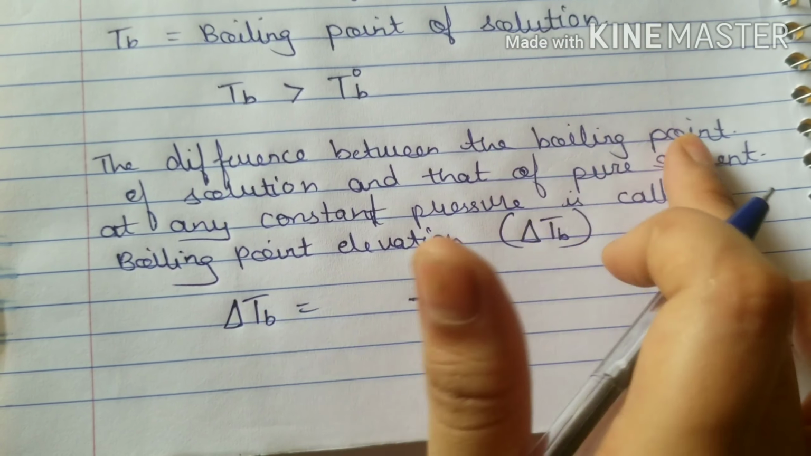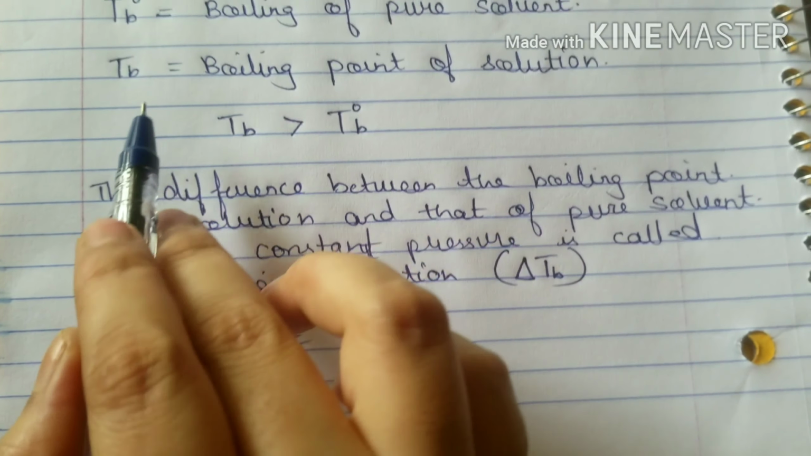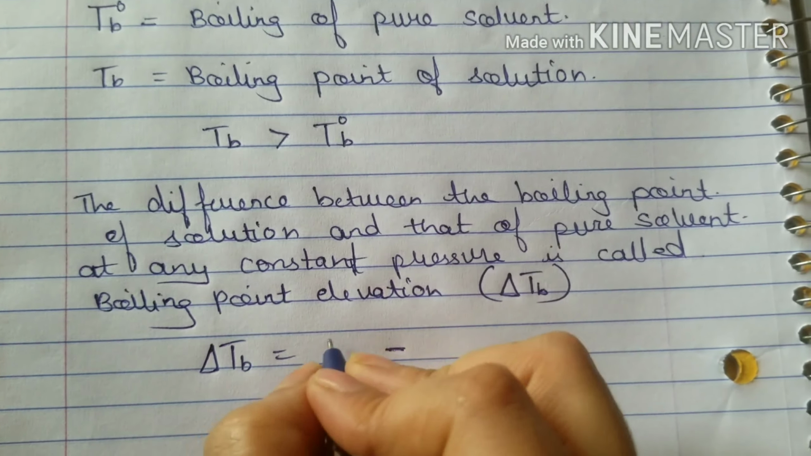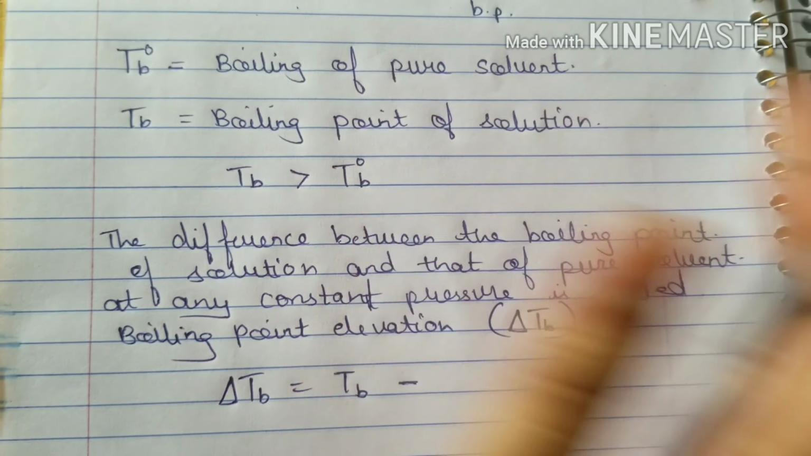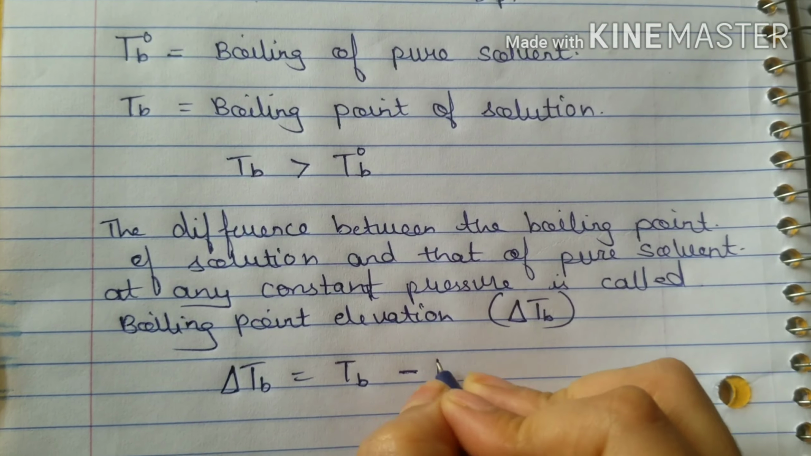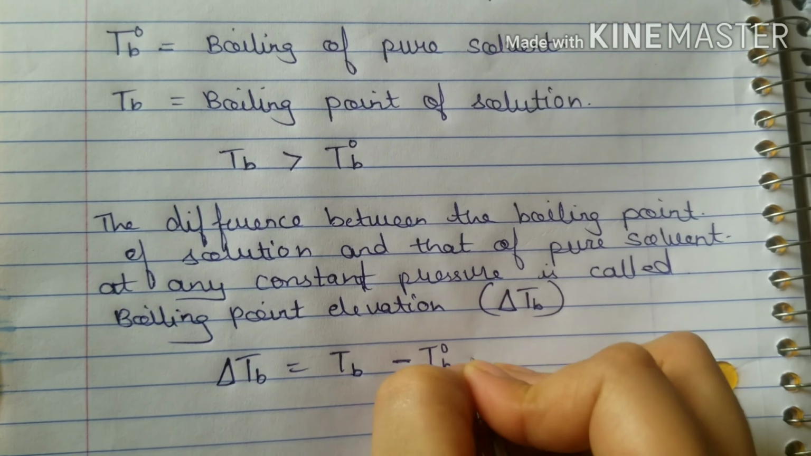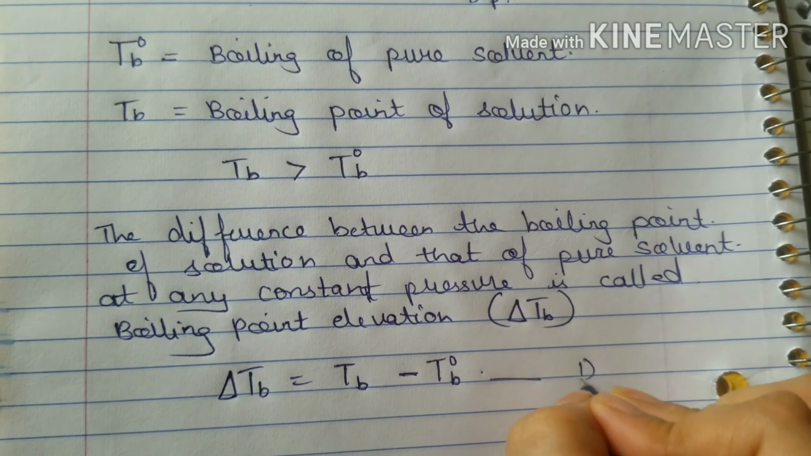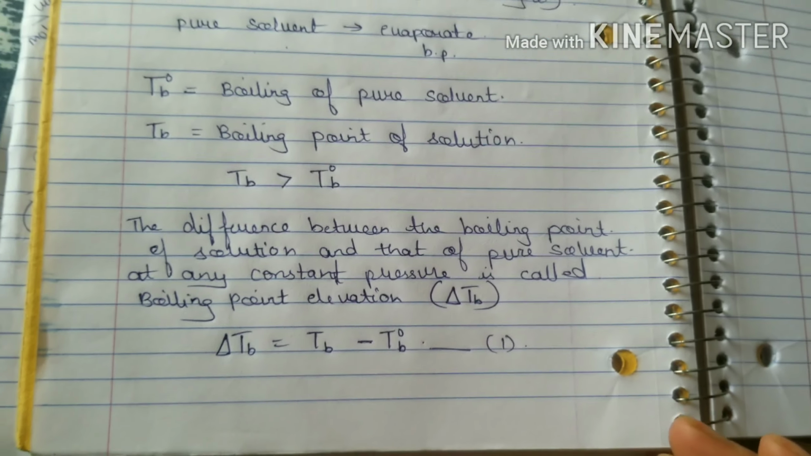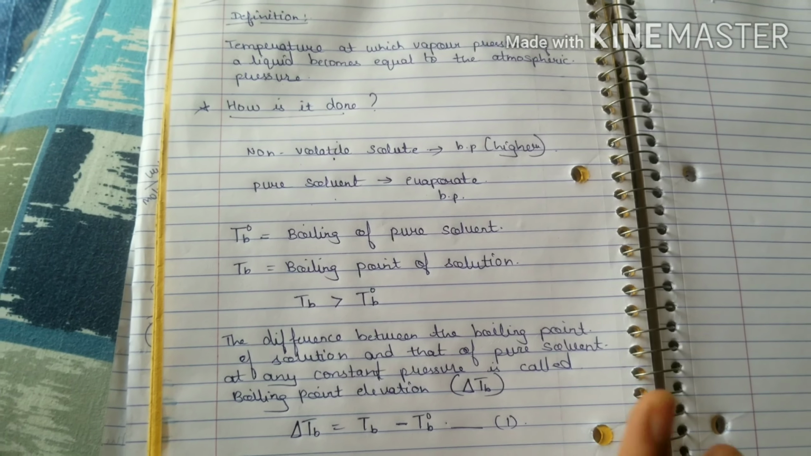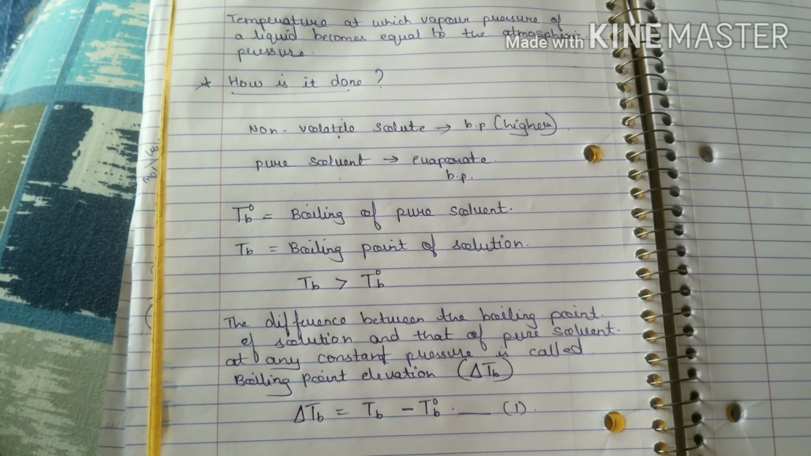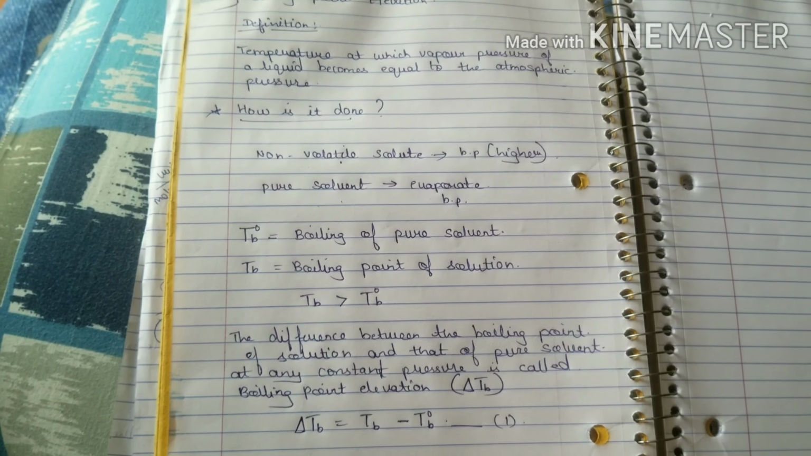So it is a difference between the boiling point of solution, which is TB, minus that of the boiling point of pure solvent, so T not B. Okay, so this is your first main equation. So this is how the boiling point elevation looks like. So this is the equation for boiling point elevation. I hope this is clear.